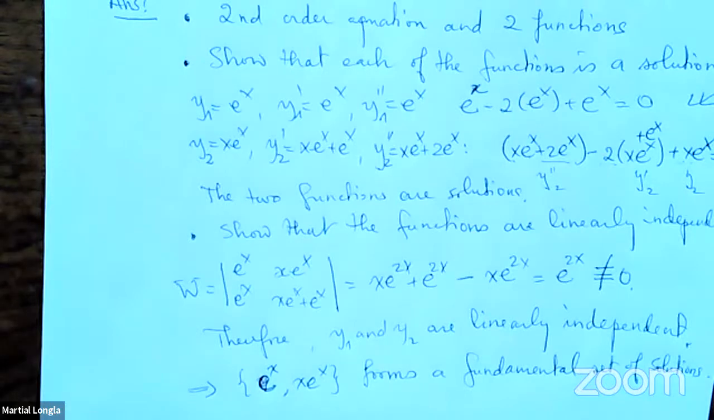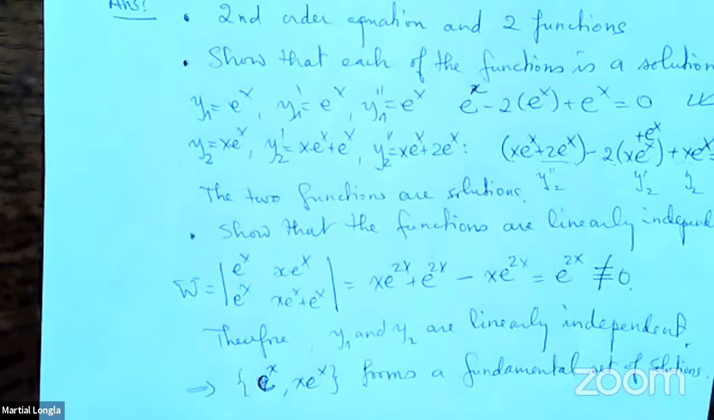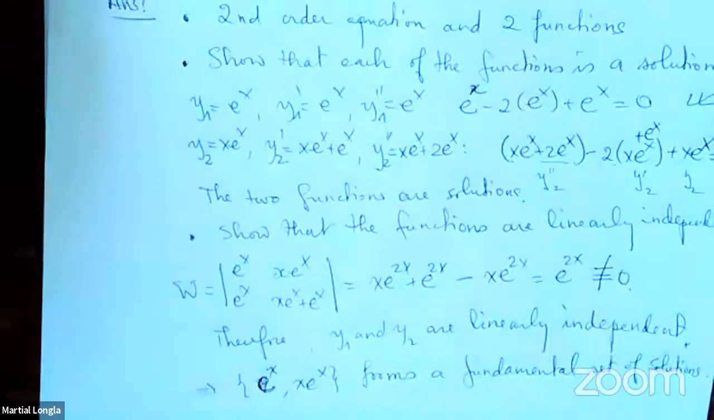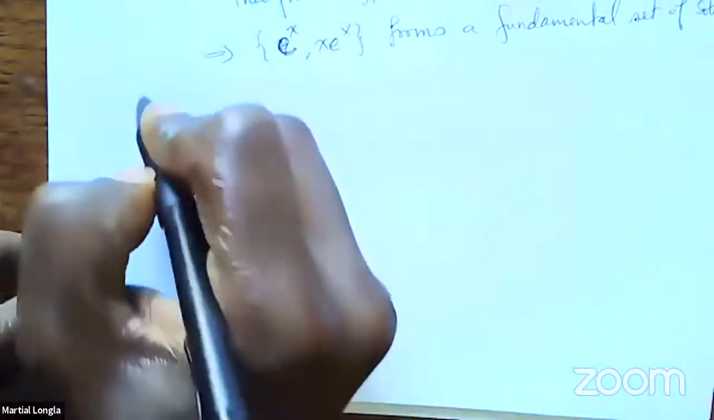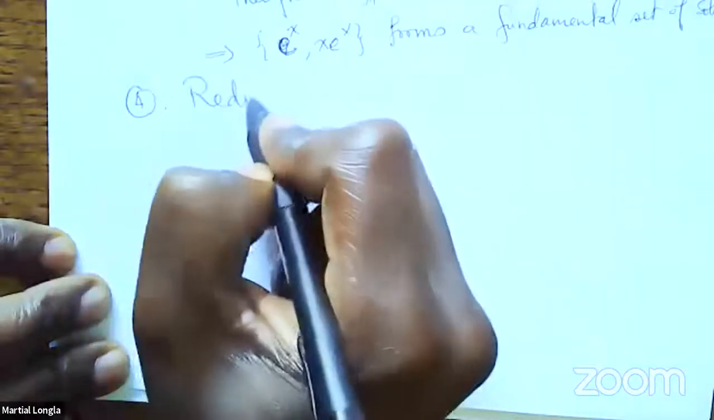So that's the third question of that test, how it will be labeled. Then you have question number 4, reduction of order.